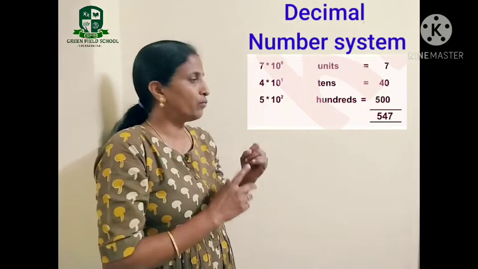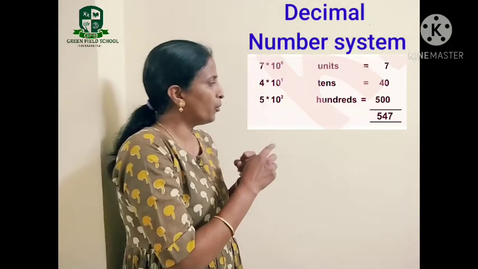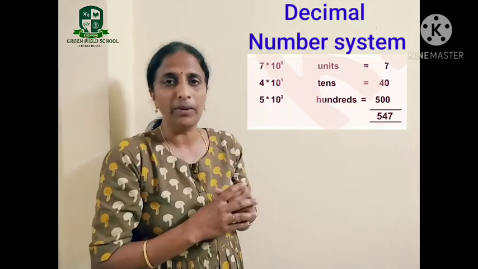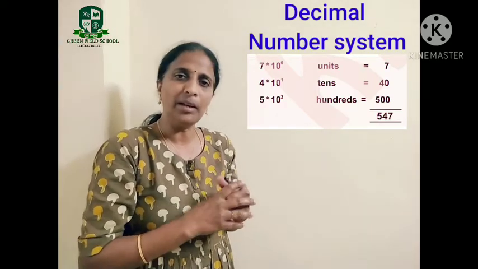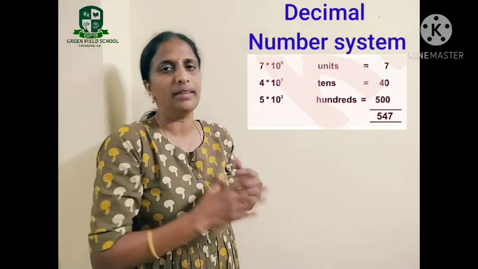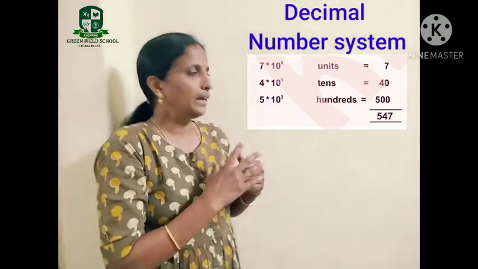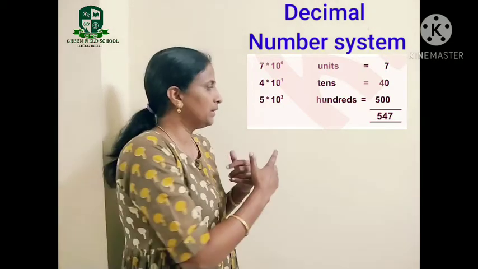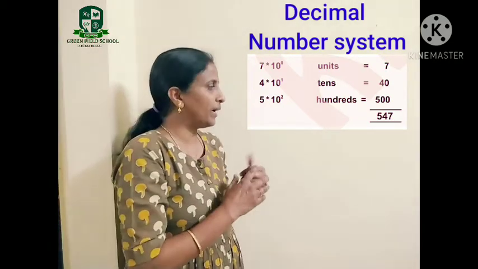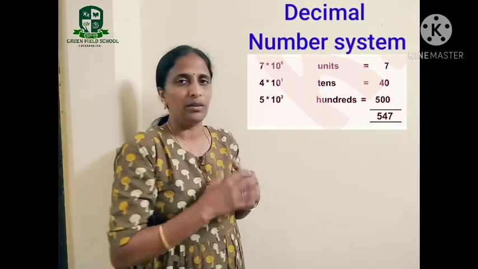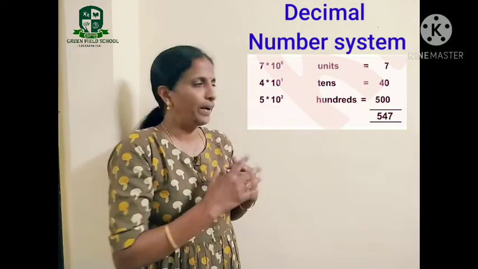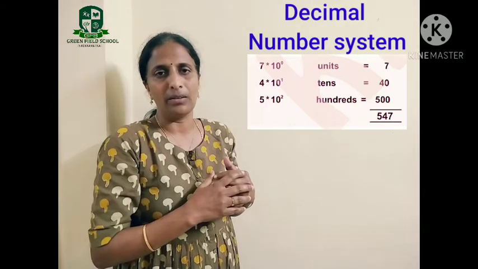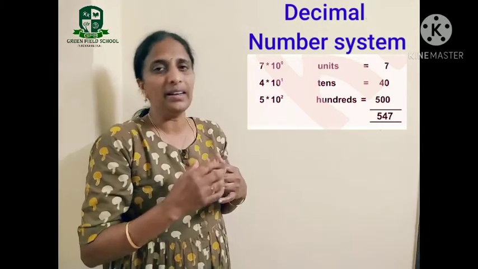The next digit is 4. We can write 4 into 10 power 1. Here 10 power 1 means 10, so 4 tens are 40. That means 4 is in the 10's place. And the third digit is 5. We can write 5 into 10 square. 10 square means 100, so 5 hundreds are 500. That means 5 is in the 100's place.